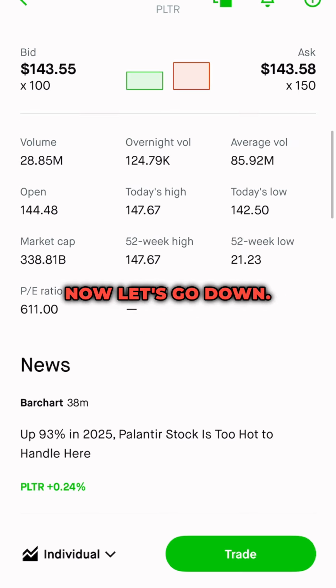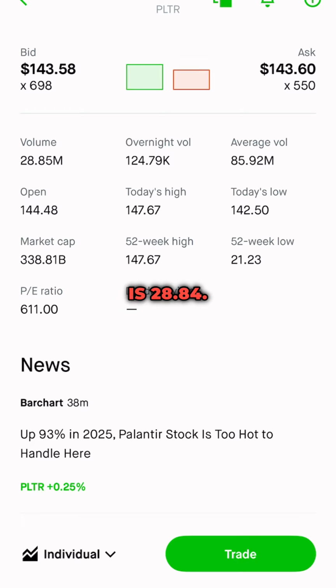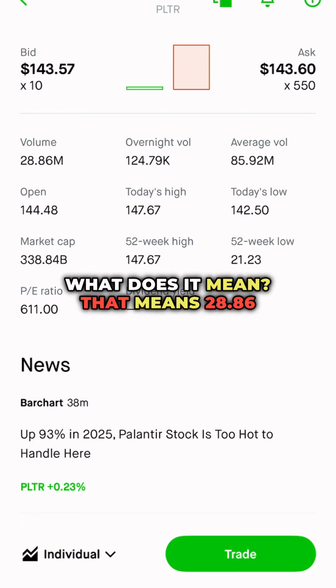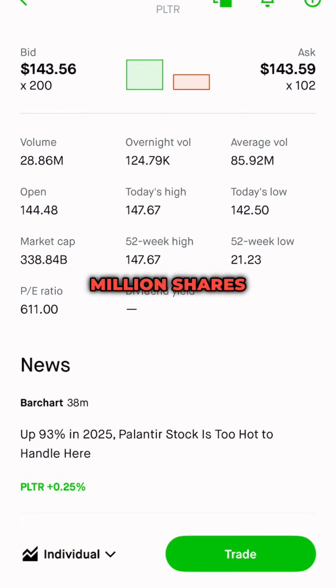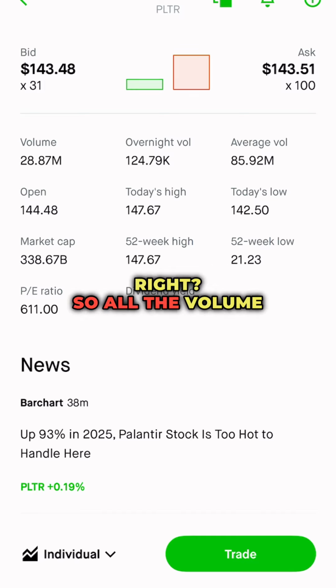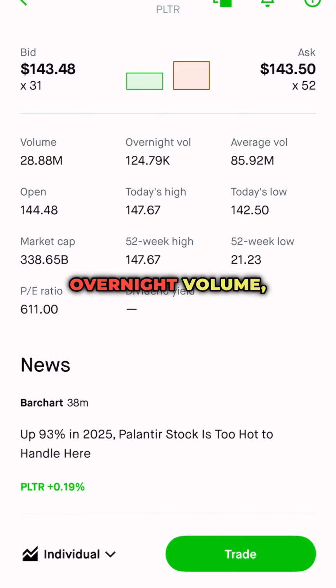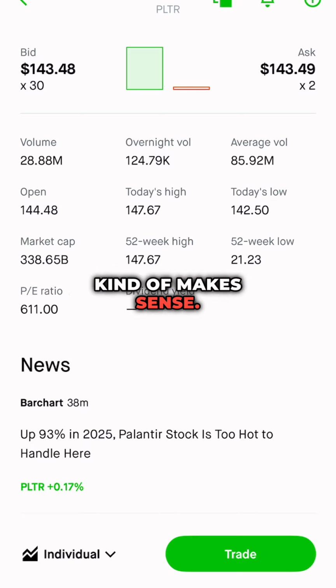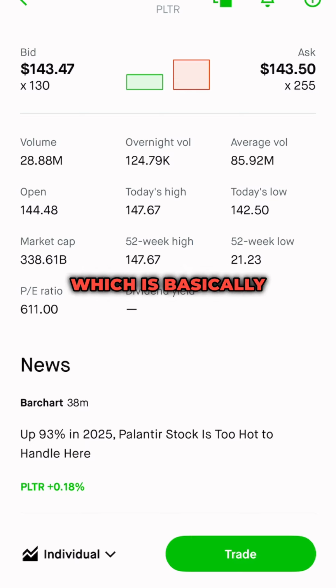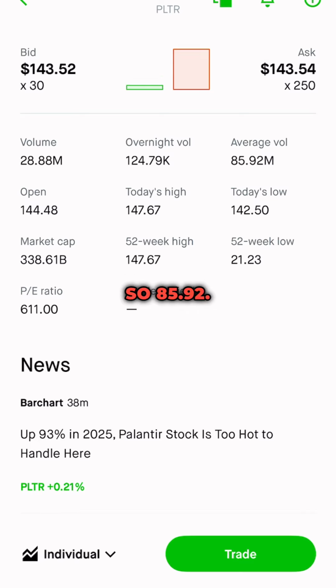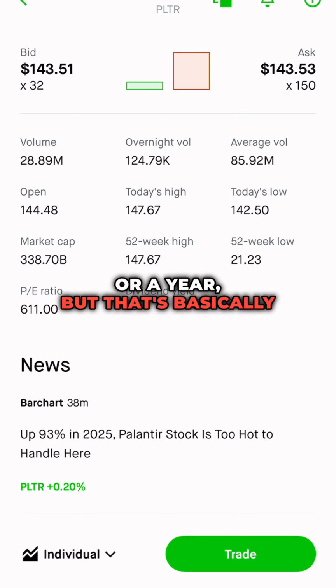Now let's go down. Then we have volume. Volume is 28.84. What does it mean? That means 28.86 million shares were traded today, basically buy and sell. If you buy 1 million, that's one, and if you sell that, that's 2 million. Overnight volume is after hours, that's overnight, kind of makes sense. Then you have average volume, which is the average daily volume in, I think, the last 3 months. So 85.92. I'm not sure if it's 3 months or a year, but that's basically the average.